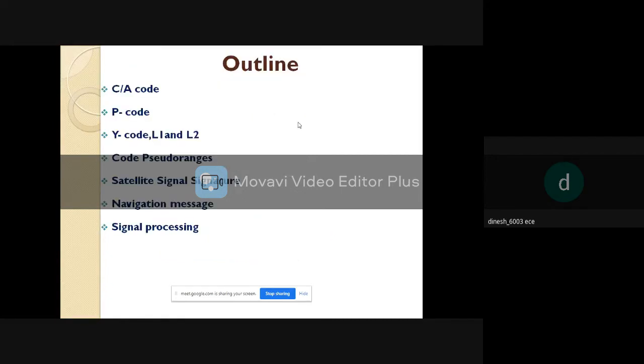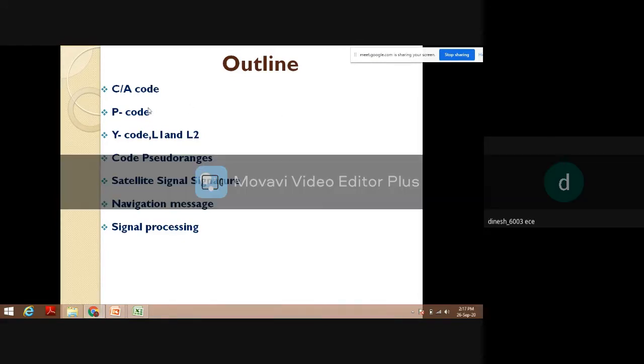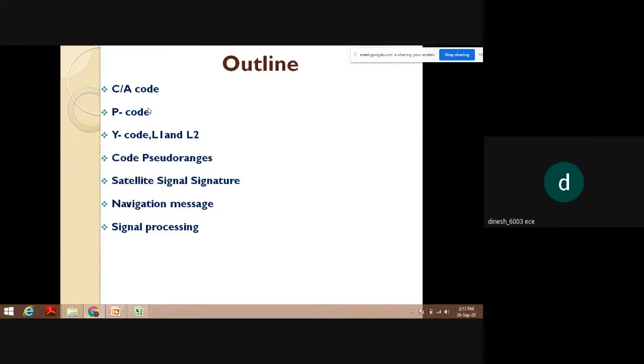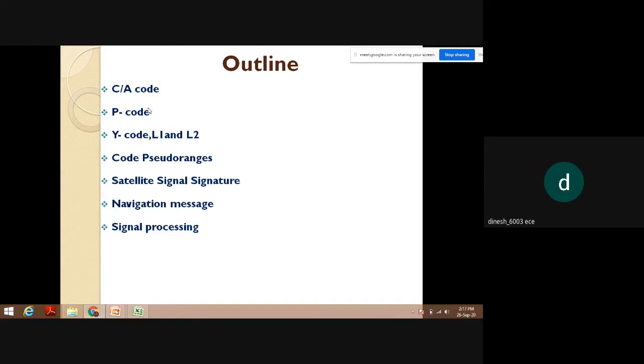It consists of 7 different topics. The first one is C/A codes, coarse/acquisition codes, P type codes or the precision codes, Y type code derived from P codes or the precision codes, followed by L1 and L2 frequencies, L1 subband frequency of your GPS system, L2 subband frequency of your GPS system.